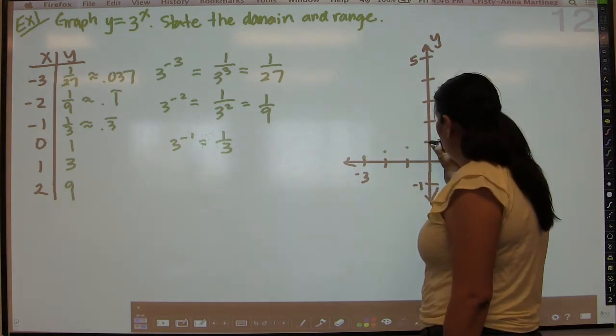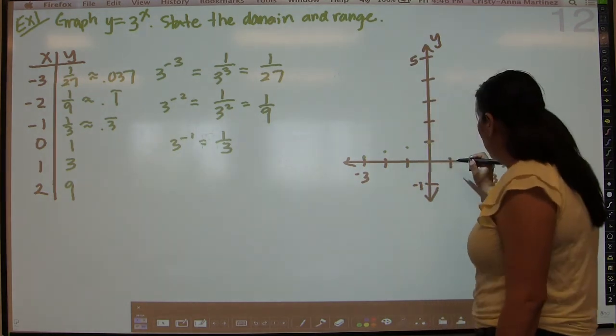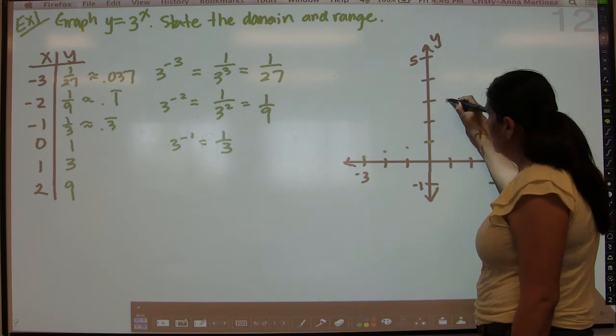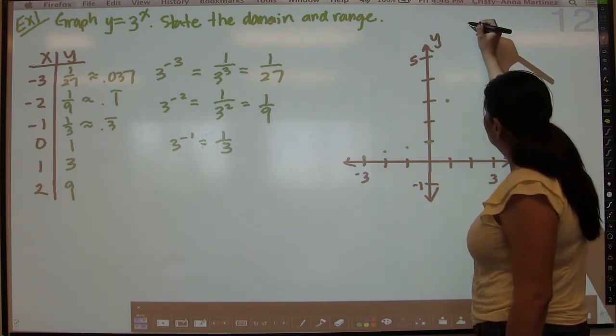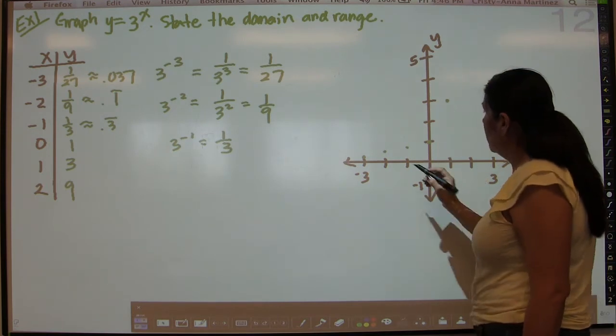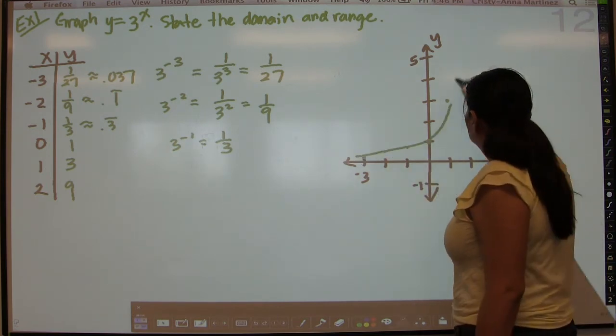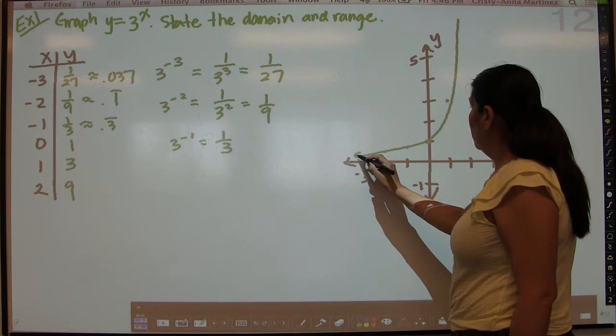And then we're going to have 0, 1, and 1, 1, and 2, 3. And our 2, 9 is going to kind of fall off the graph. 5, 6, 7, 8. It's going to be way up here somewhere, but you get the idea. The graph is going something like that.